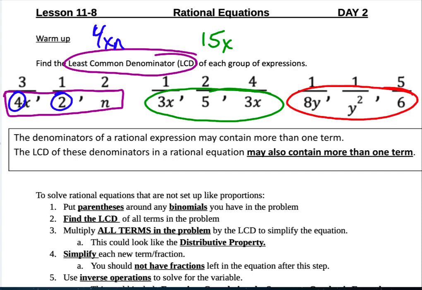So next one, 8y, y squared, and 6. Well, 8 and 6 can both go into 24. Again, we're trying to find the smallest number that we can because it keeps the numbers more manageable. What could both y and y squared go into? Well, they can both go into y squared.